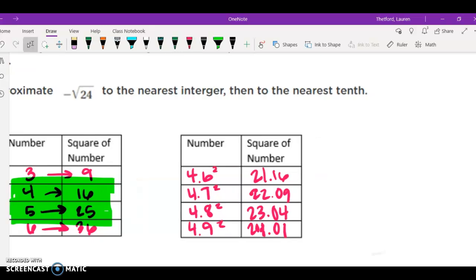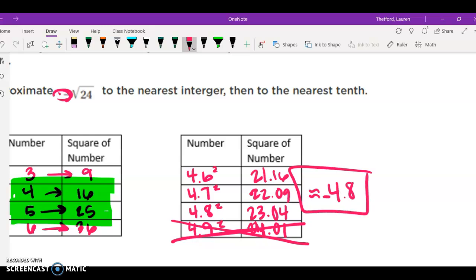So once you fill out your chart, you'll see that this is 24.01, so it can't actually be 4.9. So we're going to call it 4.8, and it's roughly 4.8, but remember it's going to be negative because there's a negative up here. So this is our answer. All right, moving on.